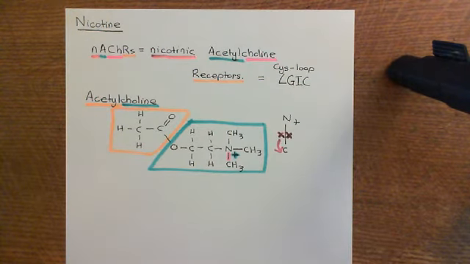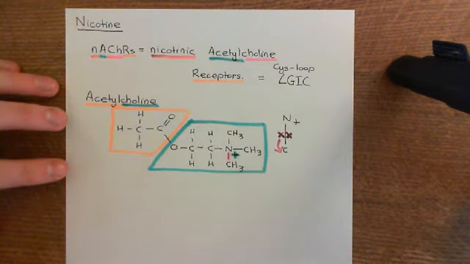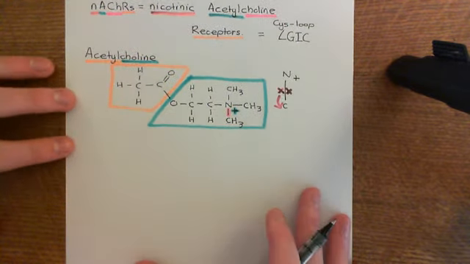Now when acetylcholine binds to nicotinic acetylcholine receptors, it causes the ligand-gated ion channel to open. It will open an ion channel down the middle, and that's going to allow sodium ions into the cell. So these are also excitatory ligand-gated ion channels, like glutamate receptors, rather than like GABA receptors.